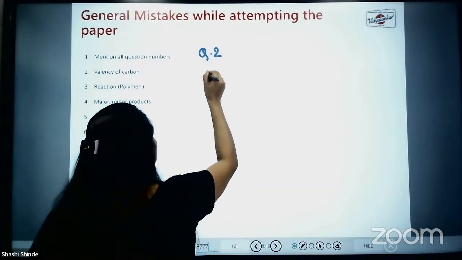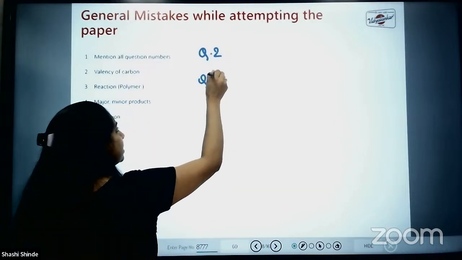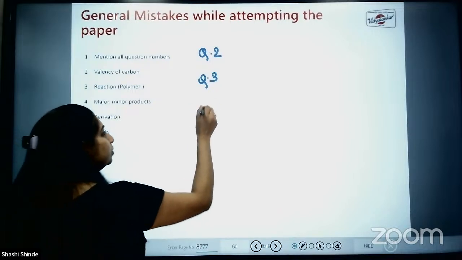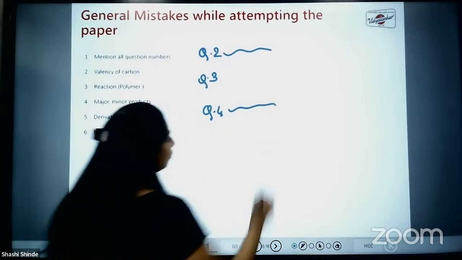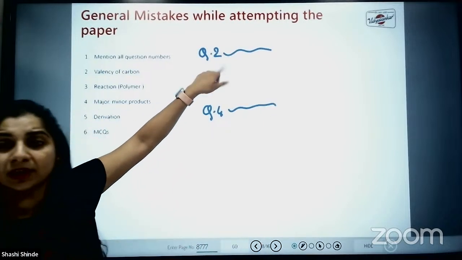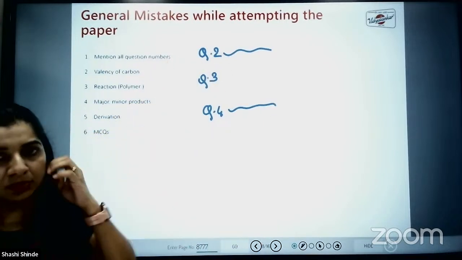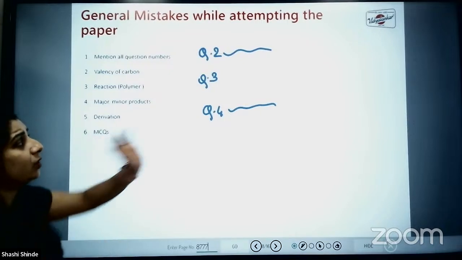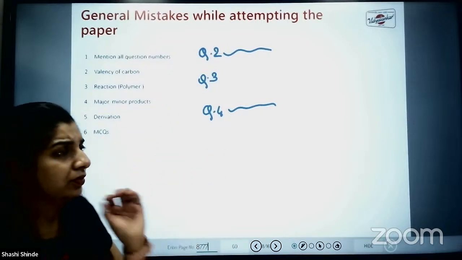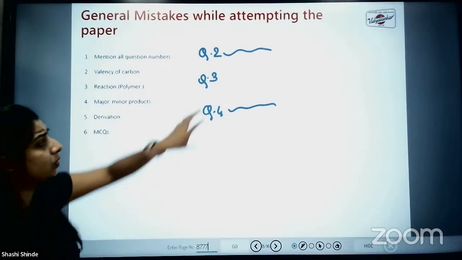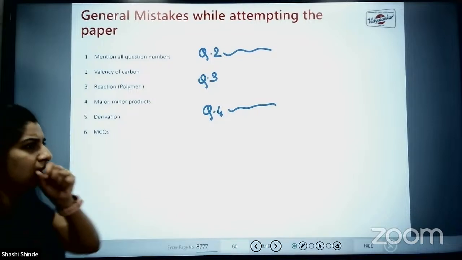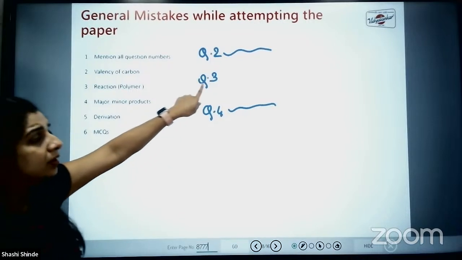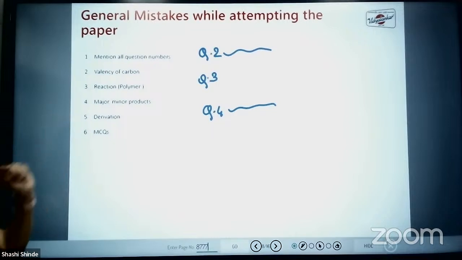If I do not solve question 3, at least mention question number 3 and then go to question number 4 and write the answer. If you are not attempting a question, at least write down the question number. When you write the question number, the examiner will know that you have not attempted it, and if any credit marks are there, you can get credit for this question. So mention all the question numbers.